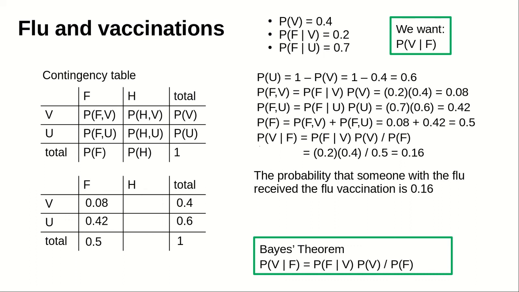In this way, Bayes' theorem helps you make probabilistic inference. Starting with the given probabilities of getting the flu depending on whether or not one is vaccinated, we determined how likely someone who has the flu was actually vaccinated.